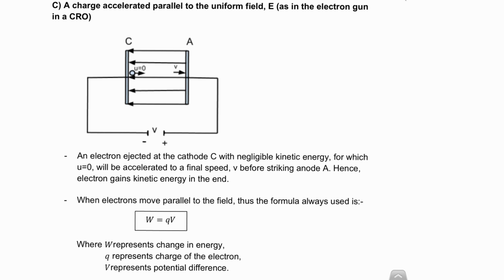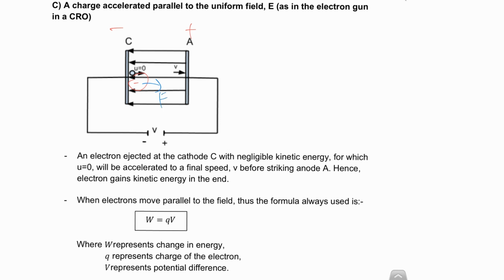For example, if you look at this diagram, if I were to connect A to the positive terminal, and C to the negative terminal, that means this plate is positive, this plate is negative. So if I place an electron which is negatively charged at C, it will experience a force to the right or left? Right. So you see, initially it is stationary, initial speed is 0, but because it experiences a force to the right, it will for sure accelerate to the right.